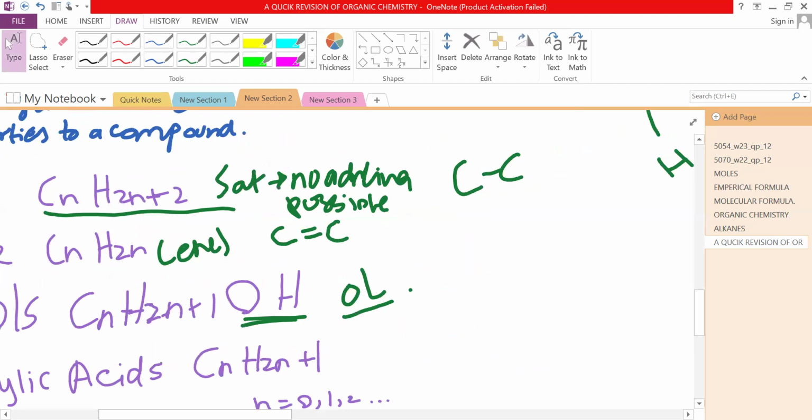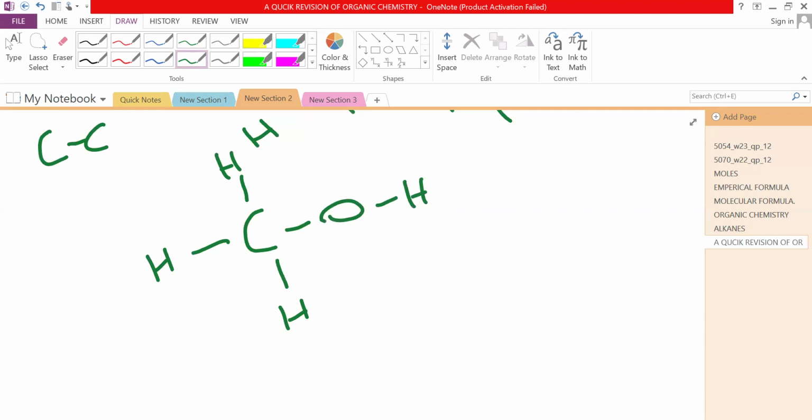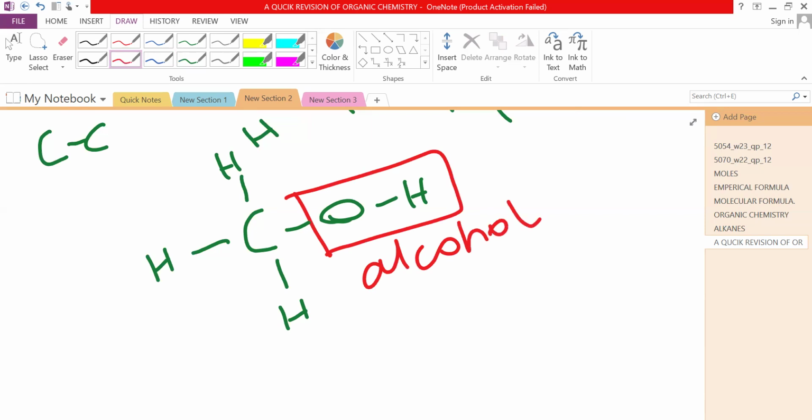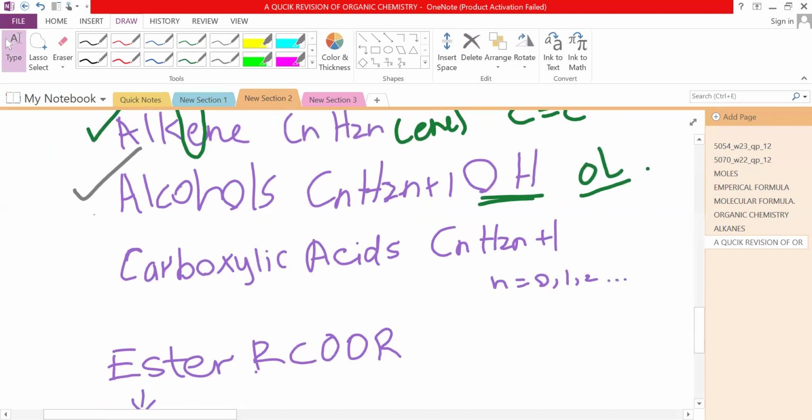Let me draw the structure of methanol here. Meth means 1 carbon, so 1 carbon is here. As I told you, OH is the functional group of alcohol, so here is one O and then H. This OH, which I'm highlighting using the red pen, is the functional group of alcohol. Whenever you see OH in any compound like this, it is an alcohol. The OH indicates that this is an alcohol.